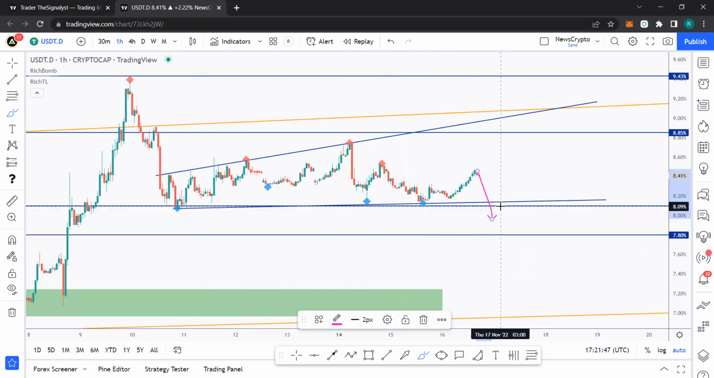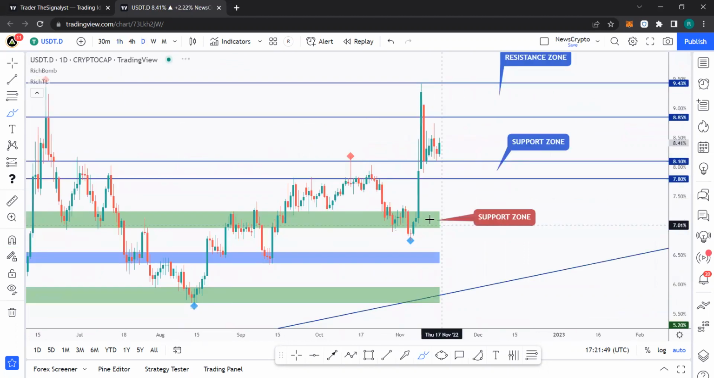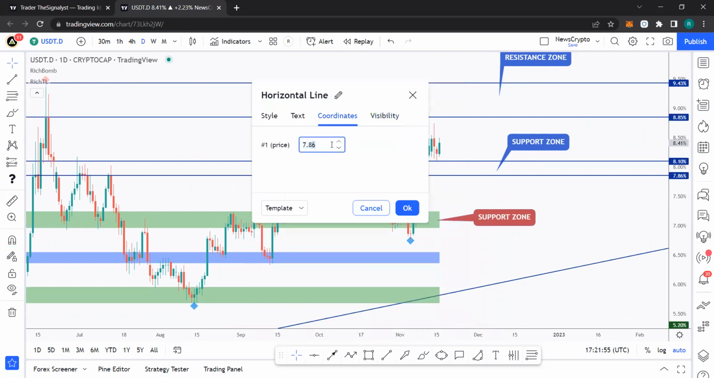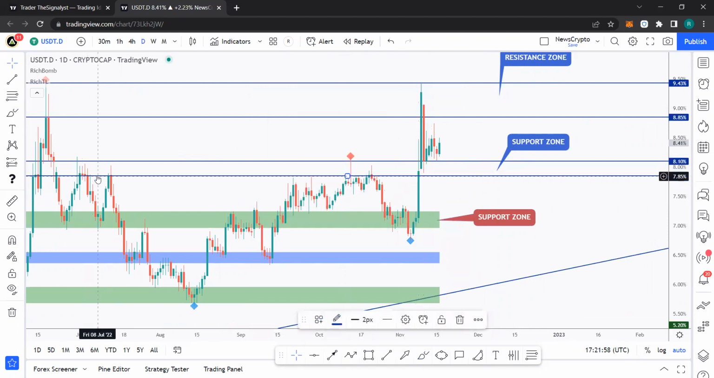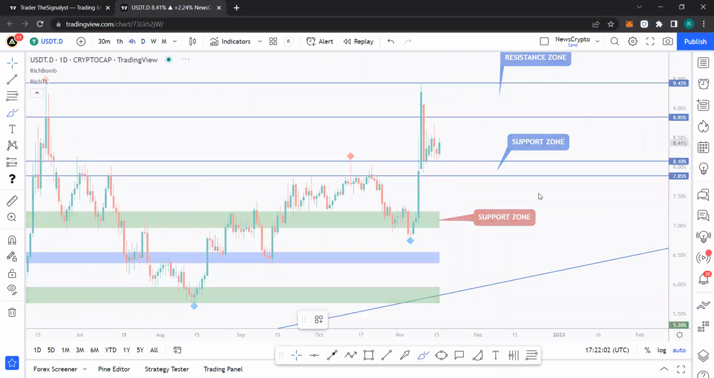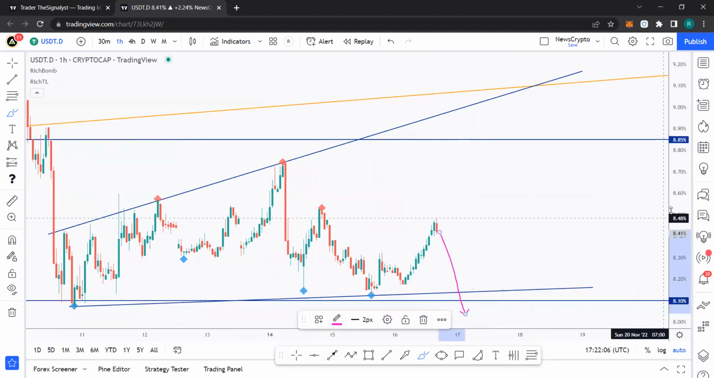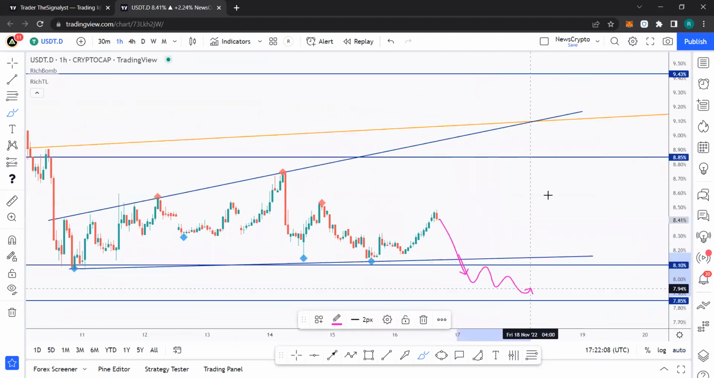But for the bears to take full control, as mentioned from daily, I would like to see a break also below the 7.8, which was around 7.85, the upper bound of this entire zone. I want to see a break below it, because if you break simply below the 8, which is this one here, it might be a fake out, and we might push back inside the zone.